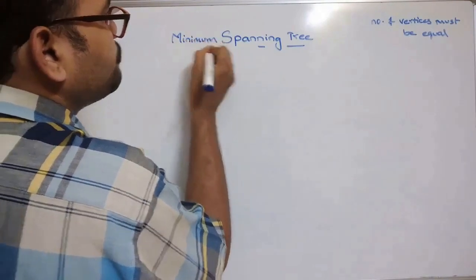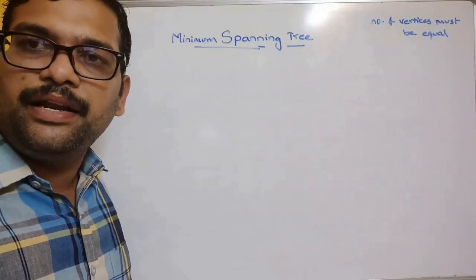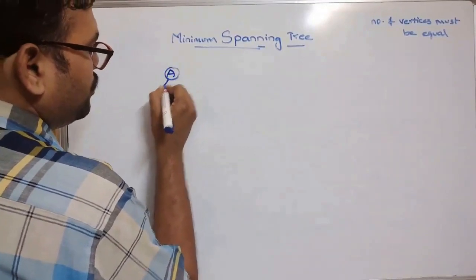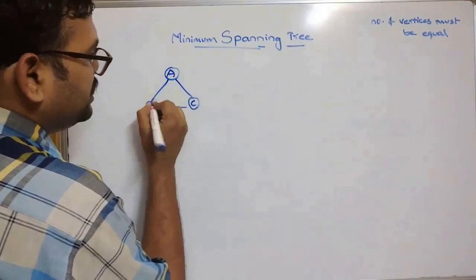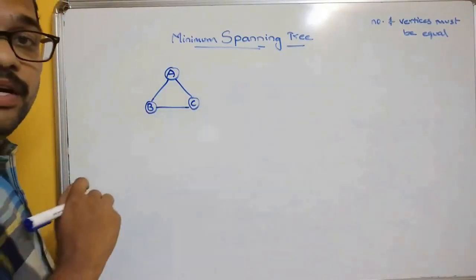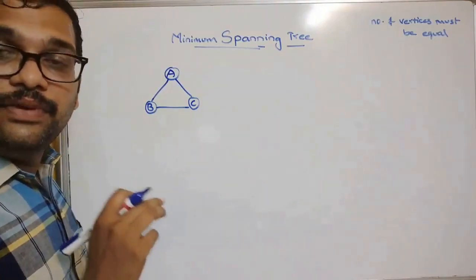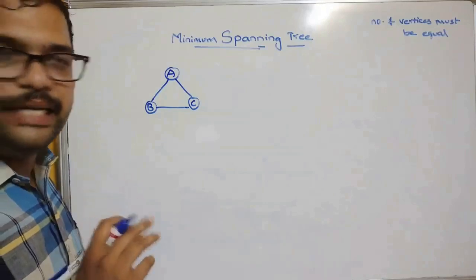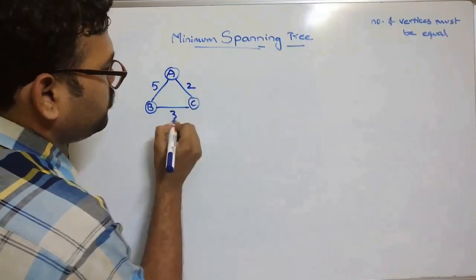So, minimum cost spanning tree. It is called a minimum cost spanning tree. Let us consider the graph with vertices A, B, C. This is a graph, right? Each edge will have a cost. We can also call it a weight for the particular edge. Let us take here some 5, some 2, some 3.